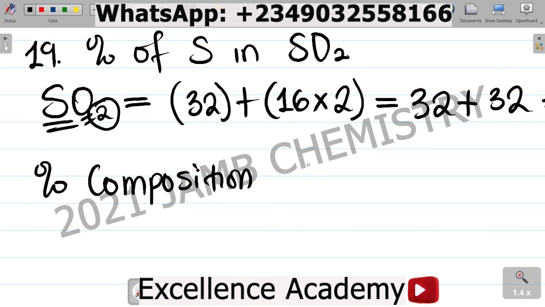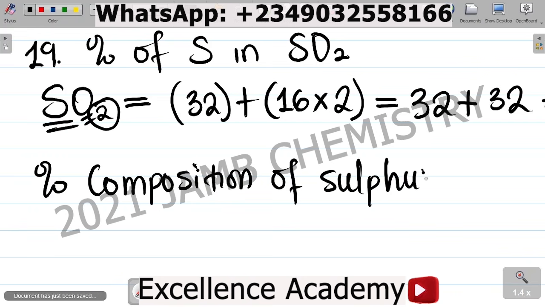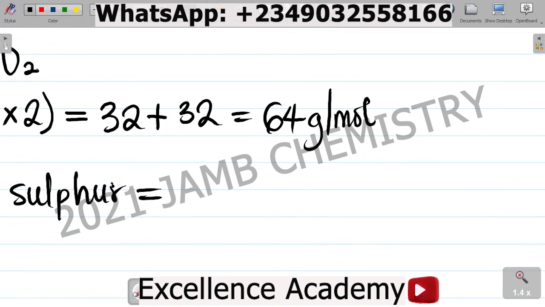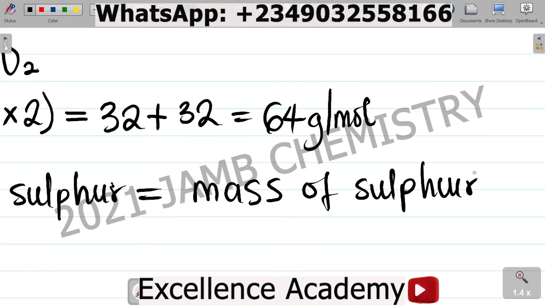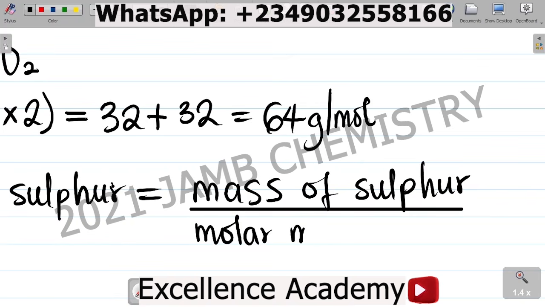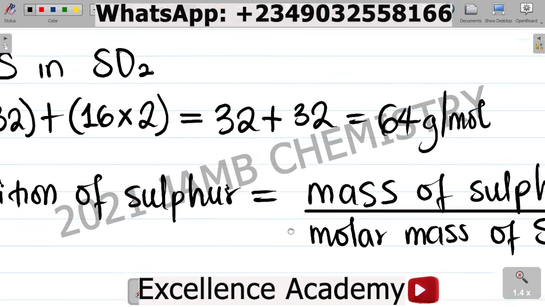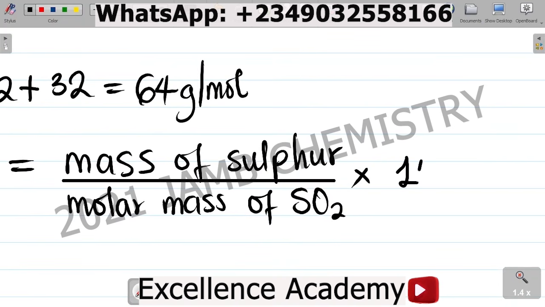percentage composition of sulfur is simply equal to the mass of sulfur, spell this correctly, mass of sulfur all over molar mass of SO2 times 100%.